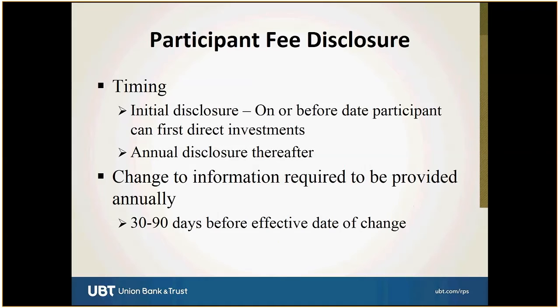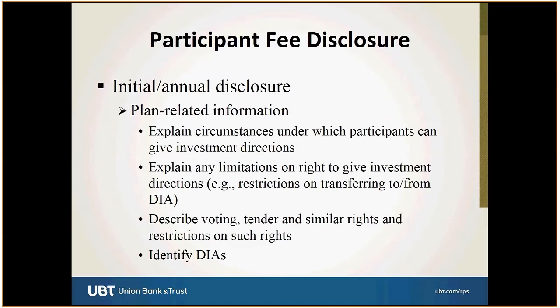You should provide the participant fee disclosure on or before the date the participant can first direct investments under the plan, with an annual disclosure thereafter. If there's going to be a change in this annual information, you should provide notice 30 to 90 days before the effective date of the change. Again, that can be plan fees, it could be a change of investments in it, for example. And so when they get the participant benefits statement that talks about the new investment option that is going into the plan, that's the purpose of that as well.